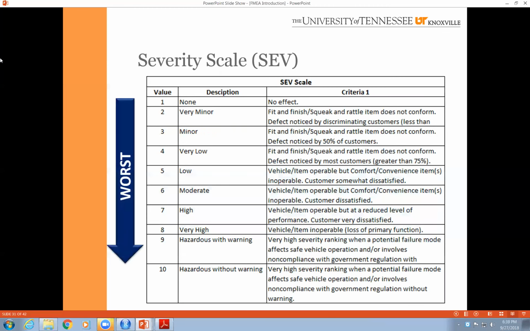Basically, companies use different tables, but most of the FMEAs I've seen use a scale of 1 to 10. One being the least severe or not severe at all, all the way to 10, which is typically safety issues without warning, somebody could get hurt. And then it could be minor, low, moderate, high, and so on. There are different standards on how to scale those. But again, 1 to 10 is very typical for FMEA.